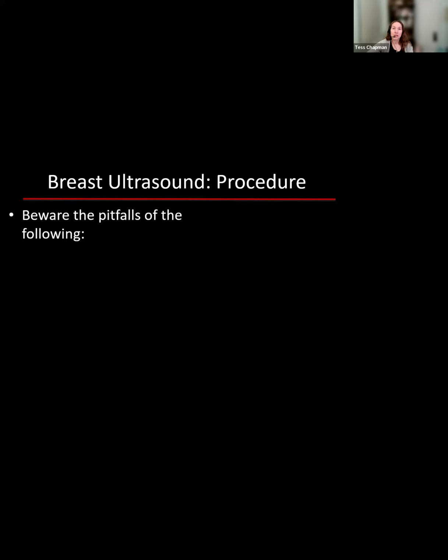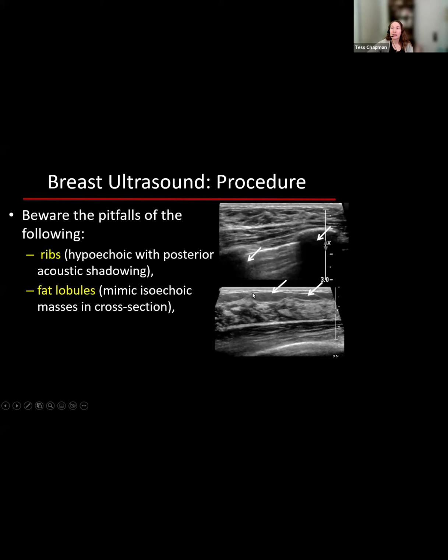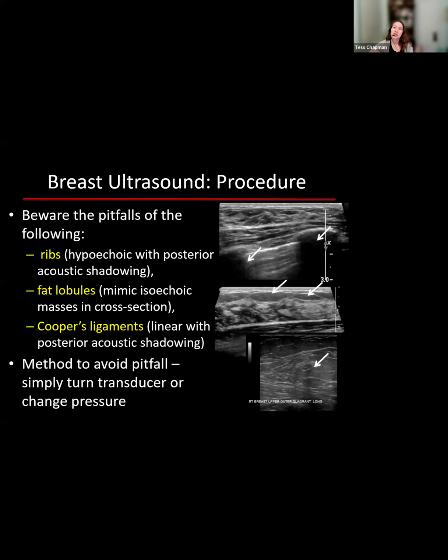The other thing that I want to point out is some pitfalls of imaging with breast ultrasound. The ribs can be confusing. The ribs are obviously bones that will cause posterior acoustic shadowing, and the pediatric chest wall and breast tissue is quite shallow, so you will see the ribs right away, and it can be confusing. The other confusing thing is a fat lobule. A fat lobule can mimic an isoechoic mass in cross-section like this. You might think that these are masses, but no, it's just normal fat. And then finally, Cooper's ligaments are these echogenic structures, and note how it's causing posterior acoustic shadowing. That can be confusing too. The way to sort this out is to simply turn your transducer or change the pressure, and it will become apparent that these are not masses and in fact are normal breast structures.